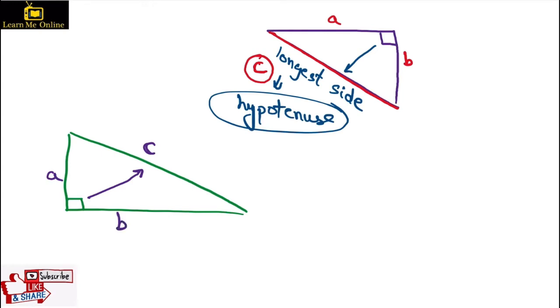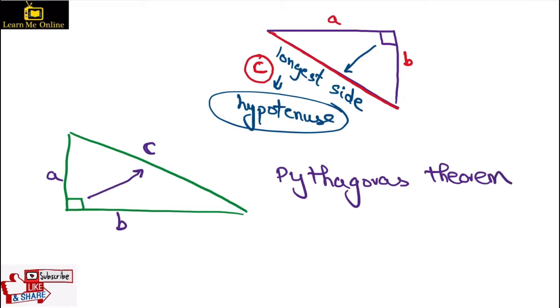So to find the length of any side of a right angle triangle, we use the Pythagoras theorem. The Pythagoras theorem says that the square of the hypotenuse, which is C, is equal to the sum of the squares of the other two sides. So this is what the Pythagoras theorem is.